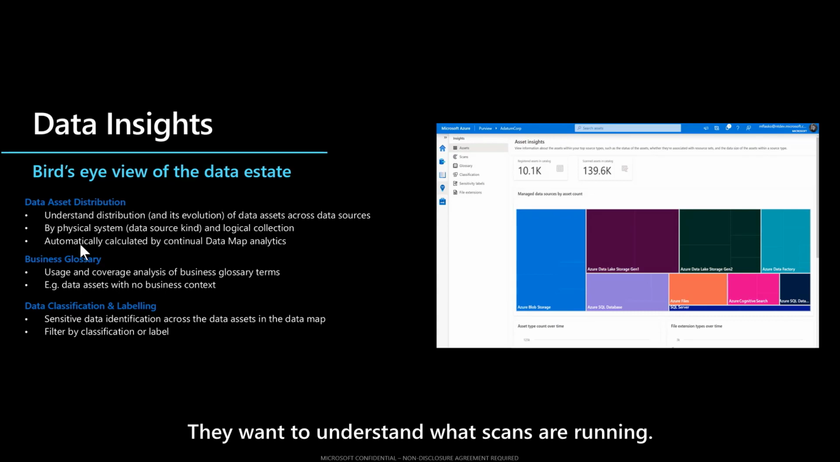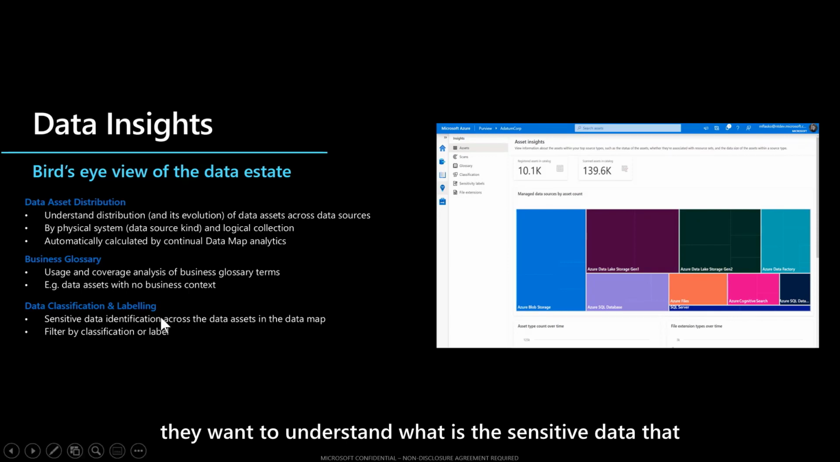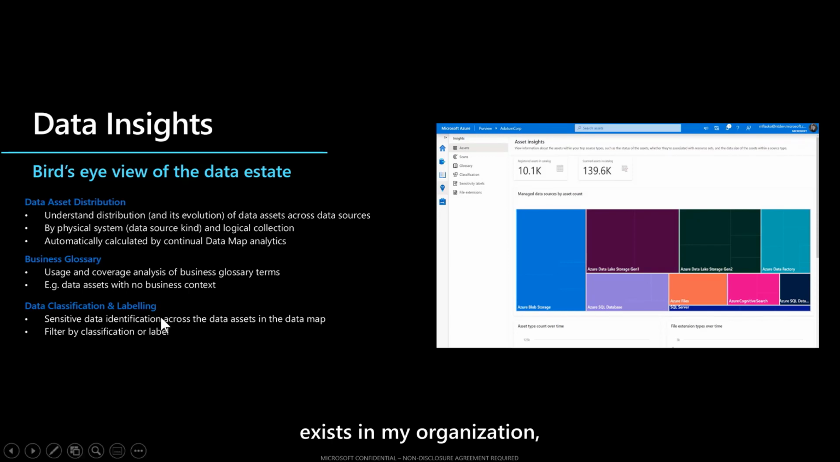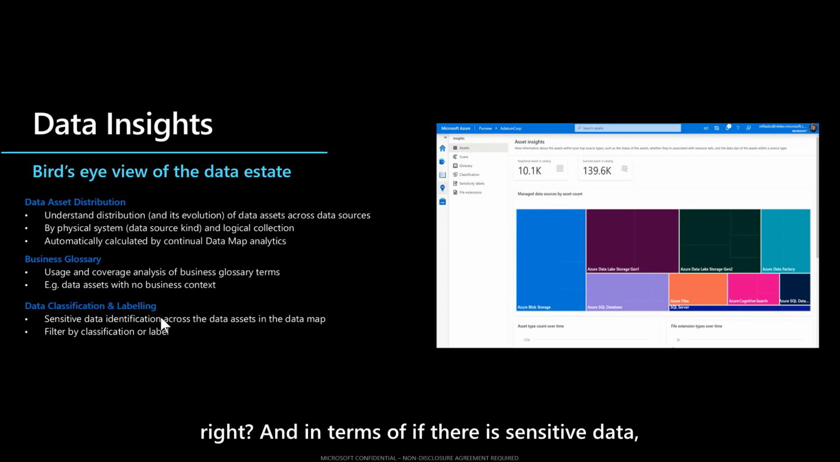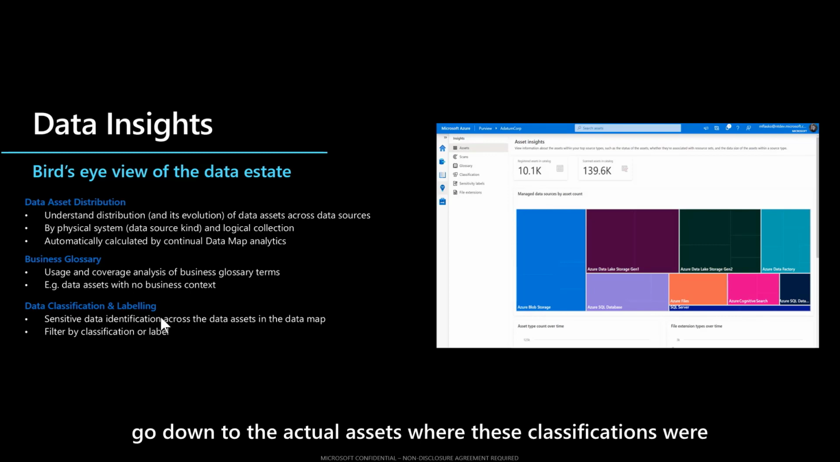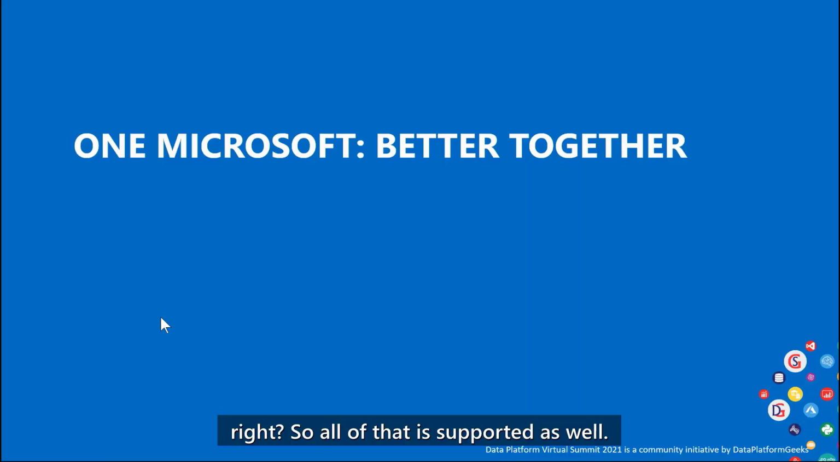They want to understand what scans are running. They want to understand what business terms are stamped onto assets in the map. Now, again, from a compliance standpoint, they want to understand what sensitive data exists in my organization, right? And if there is sensitive data, I can start from these top level views and go down to the actual assets where these classifications were applied as well, right? So all of that is supported as well.